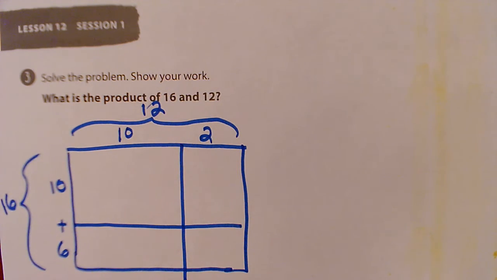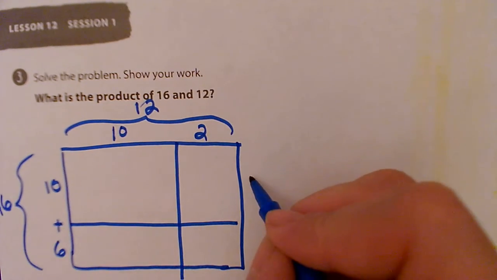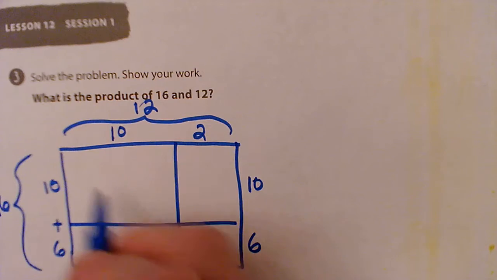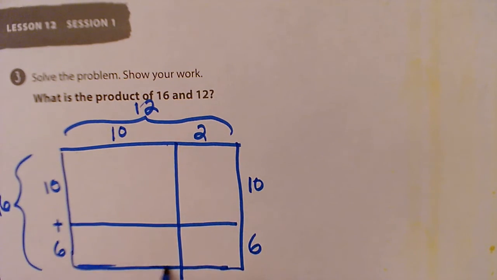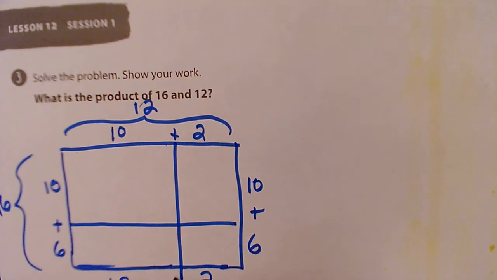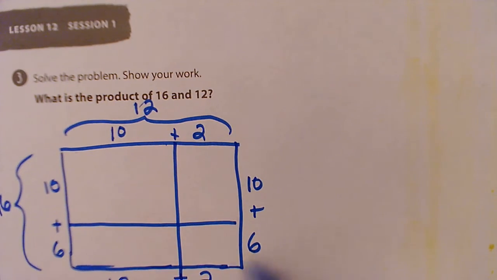So now though, remember what I like to do. I like to go all the way around. So if this is 10, this is 10. If this is 6, this is 6. If this is 10, this is 10. If this is 2, this is 2. And you can put your little plus symbols in if you like them. All right, so now let's do each one of these separately.